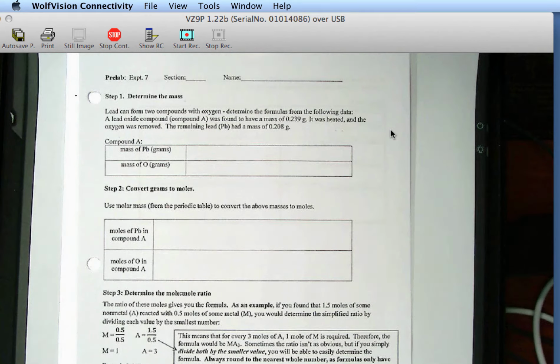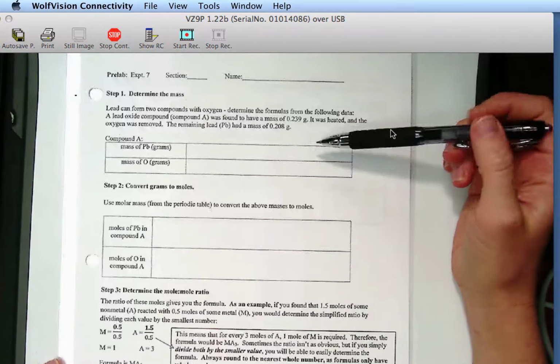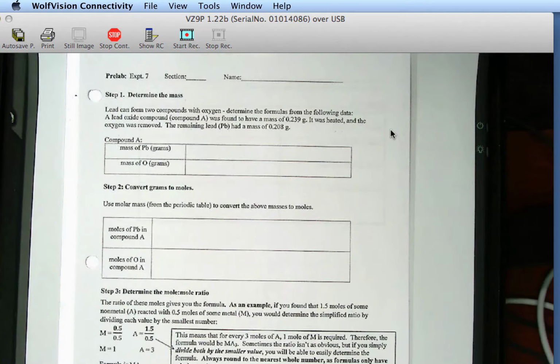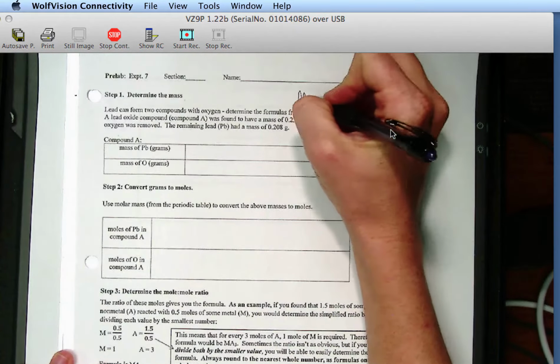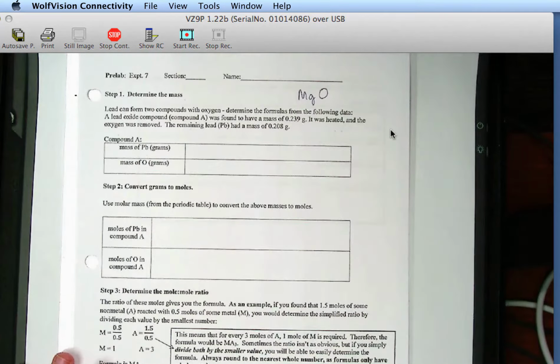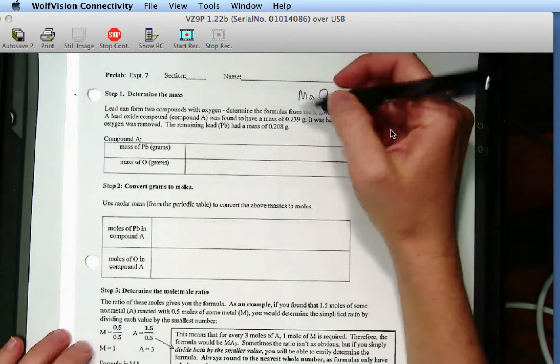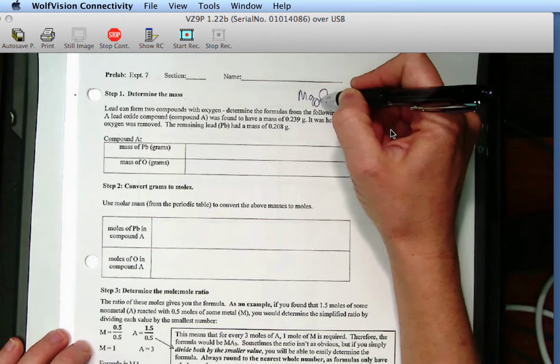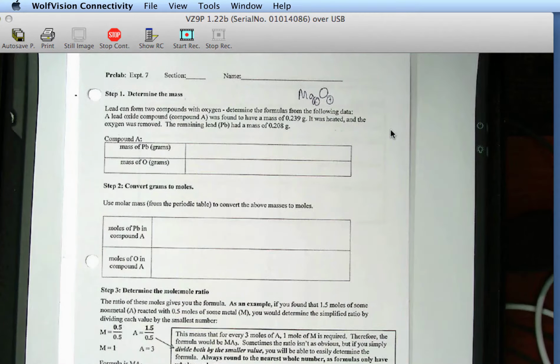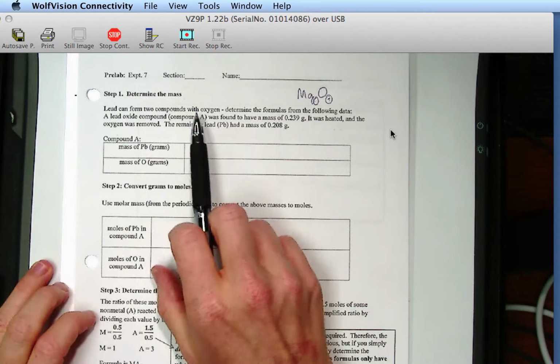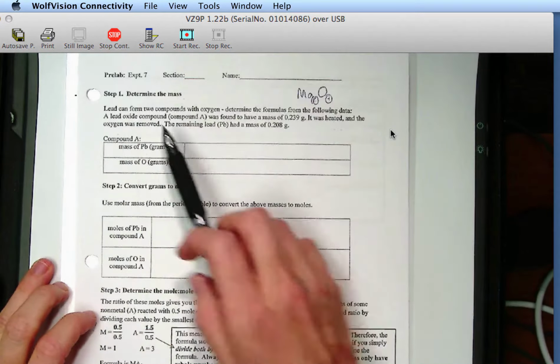All right, we're going to work on experiment 7. Now that we've gotten through the grams and moles, this will make a lot more sense to you. So thank you for being patient with me. The goal of experiment 7 is to determine the formula of a compound made of magnesium and oxygen. So you're trying to figure out what these subscripts are, so you don't know what they are. The pre-lab has you determine the formula for a lead compound. It tells you lead can form 2 compounds with oxygen. Determine the formulas from the following data.